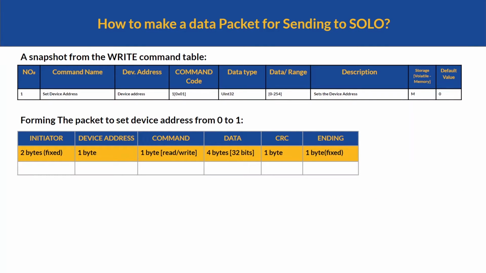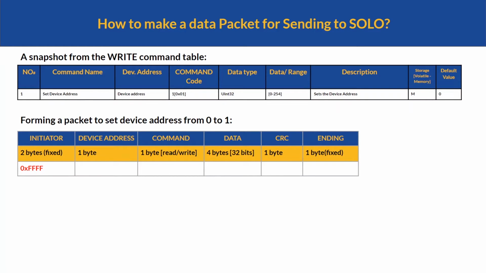Okay, I'm going to show you now an example of how to set the device address of an imaginary Solo, which has the device address of 0 to 1, and how to form a packet to say this to Solo. We're going to first fill the fixed part, which starts with the initiator part. It has a fixed value of FFFF, so we're going to put it there. This is a portion of our packet. The next part is the device address. Now my device address is 0, so I put 0 here. I'm going to talk to a Solo with device address of 0.